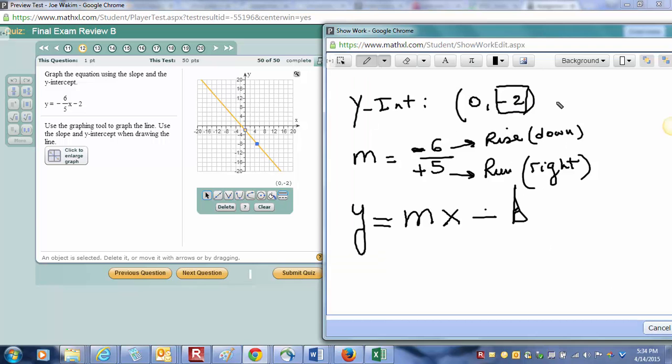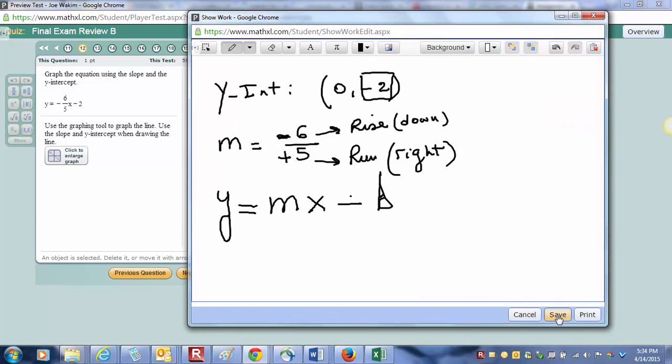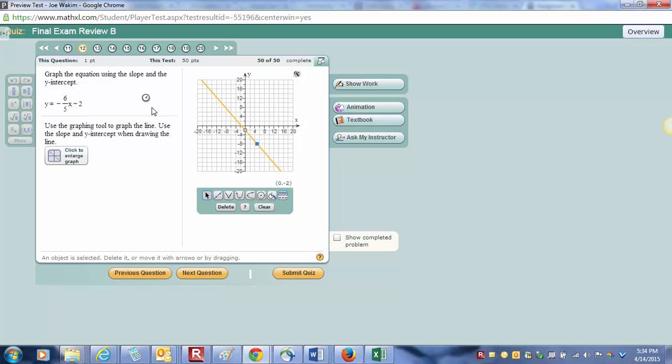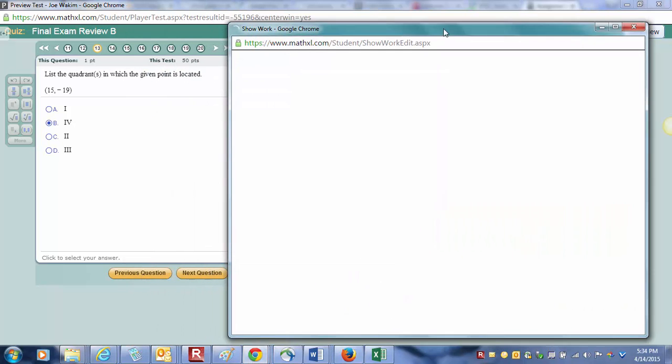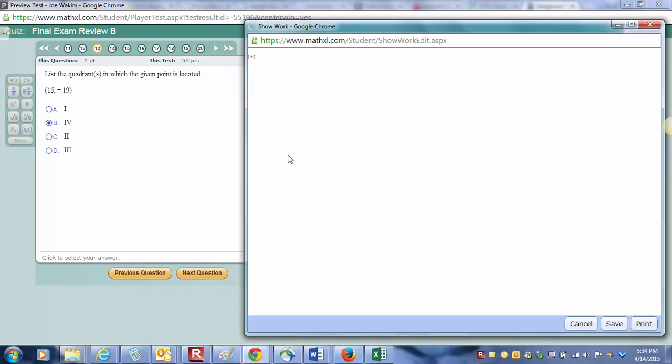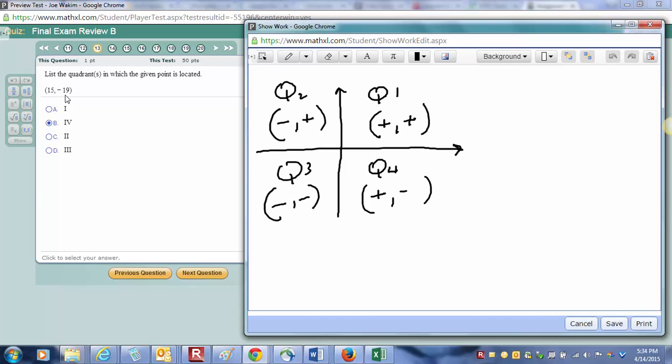Okay, let's go to the next question. Number 13. List the quadrants. So if you check my show work here, I have listed all 4 quadrants with their signs. Here x is positive, y is negative. Positive and negative, that's going to be quadrant number 4. Quadrant 1 is positive, positive. Quadrant 2, x is negative, y is positive. Quadrant 3, both of them are negative. But since here we have x positive, y negative, that's quadrant 4, and this is for part B. B is the right answer.